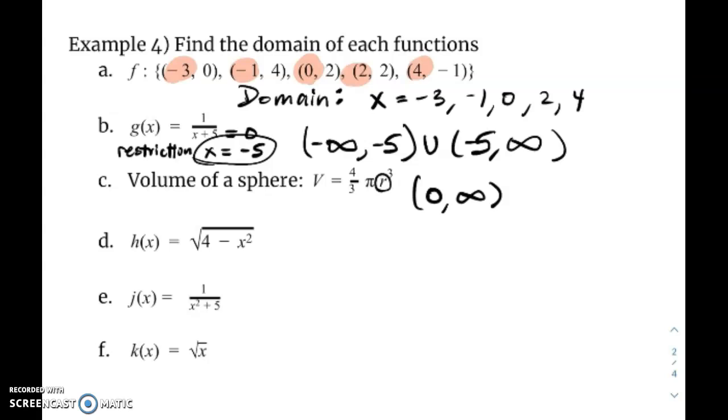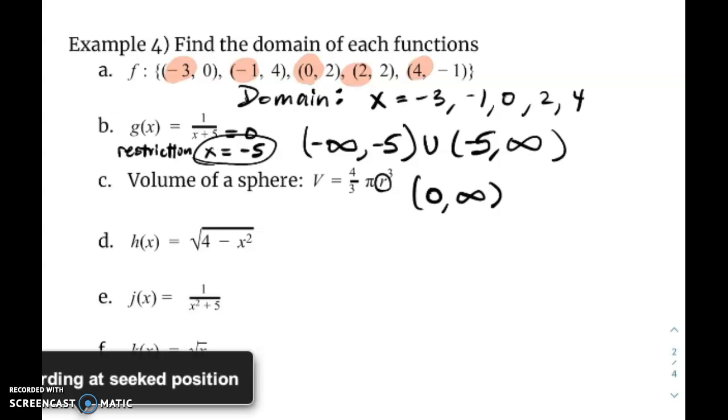Okay, D, we're looking at finding the domain of this function, which has a square root in it. Like I said earlier, for square roots, whatever's inside has to be positive, or it could be 0. So whatever's inside the square root has to be greater than or equal to 0. It has to be positive, but it could be 0.